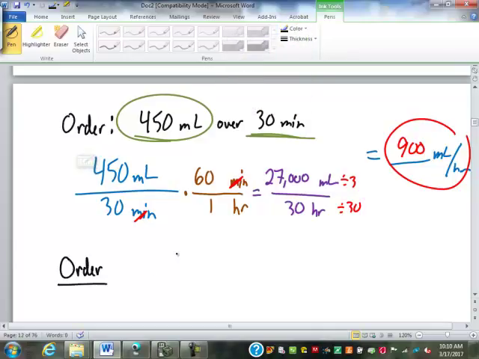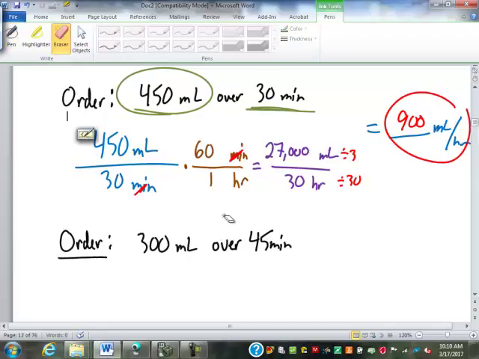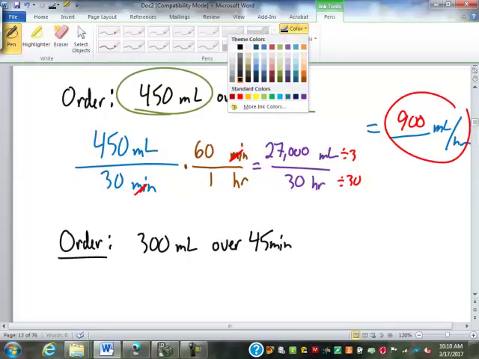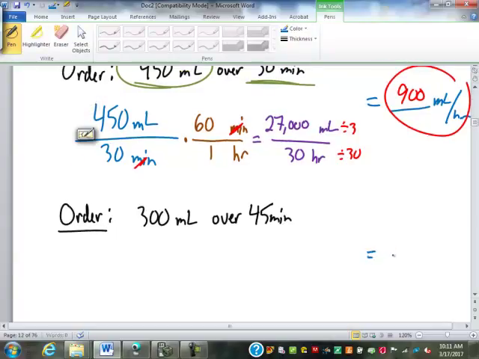Let's say that we are ordered to give 300 milliliters over 45 minutes. Let's find again milliliters per hour.